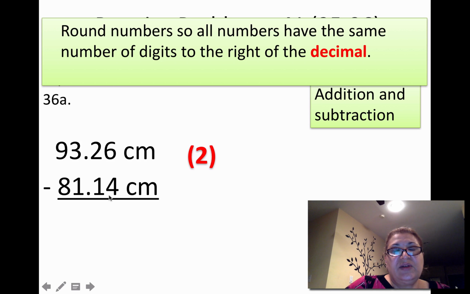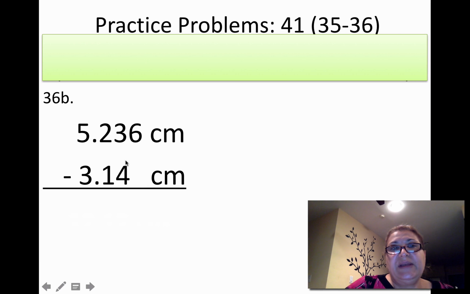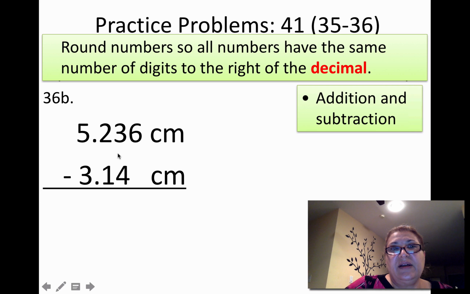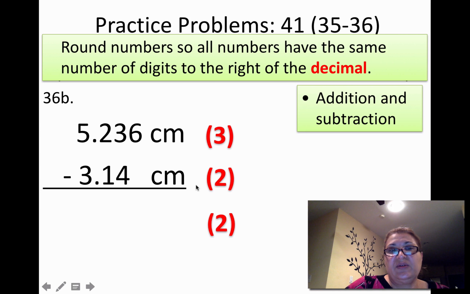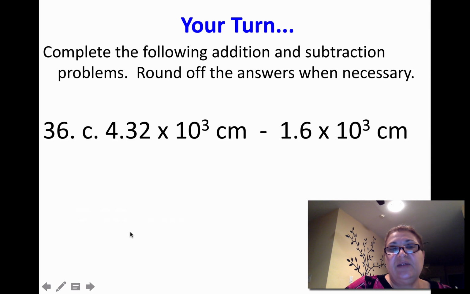This one is 2 numbers after decimal. This one, 2 numbers after decimal. So your answer has to have 2 numbers after decimal. So 12.12 after you subtract. For B, this one has 3 numbers after the decimal. This one has 2. So your answer has to be to this least, which is 2. So after you add it will be 2.10. C was homework.